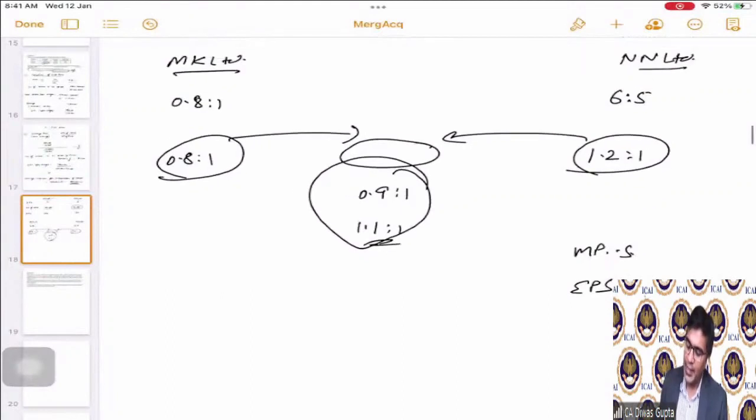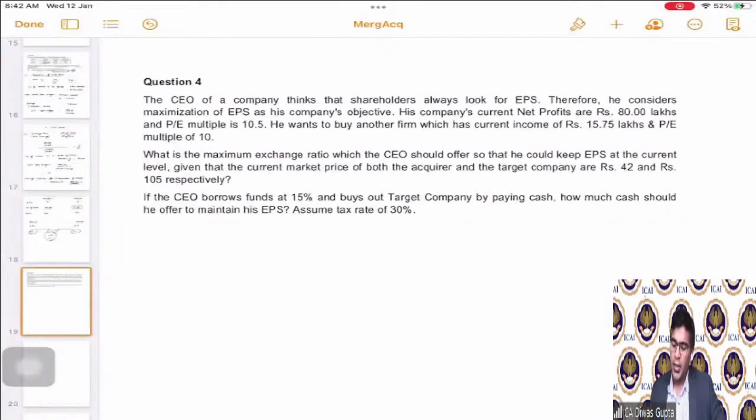Similarly, for MK Limited also, if their MPS is higher, they will always prefer to calculate the exchange ratio basis the MPS. Or if their EPS is higher, they will always prefer to calculate through their EPS, correct? So both of them will look at whatever is better for them, and basis that only they will try and calculate the swap ratio.